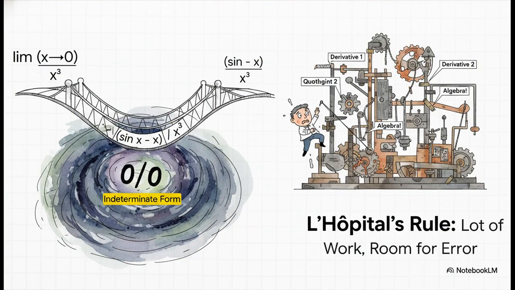All right, here's our next challenge. If you try to just plug in 0 for x, what do you get? 0 divided by 0, the classic indeterminate form.